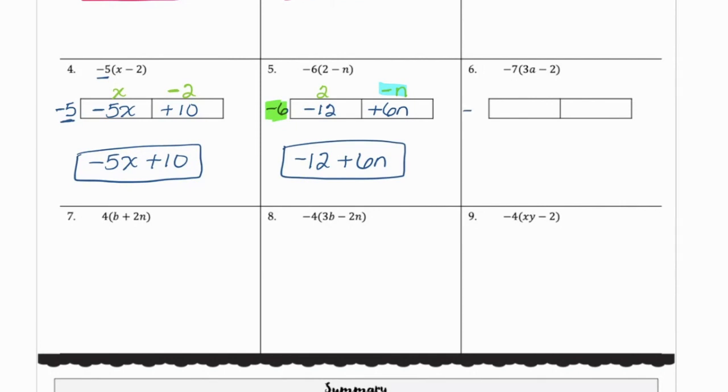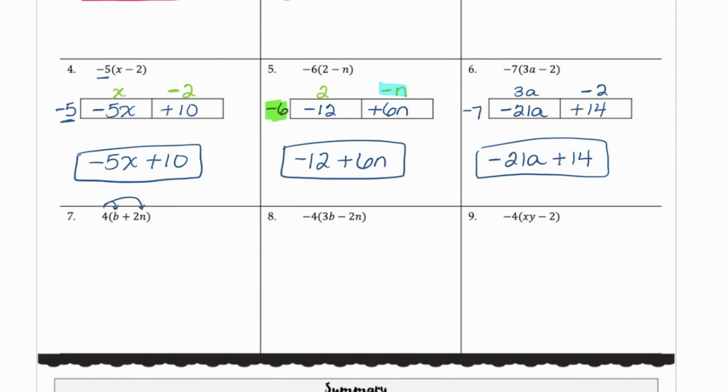Let's do one more area. So the number in front of the parentheses comes in front. We have a 3a and a negative 2. So I'm multiplying negative 7 times 3a, negative 21a. Negative 7 times negative 2, that's right, positive 14. So my answer is negative 21a plus positive 14, or plus 14. Box it up. Let's go to something that looks a little more complex, but it really isn't.